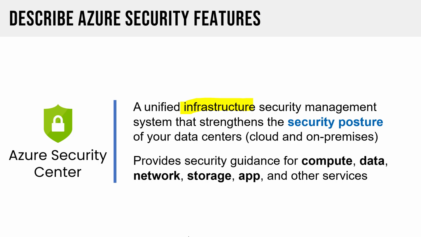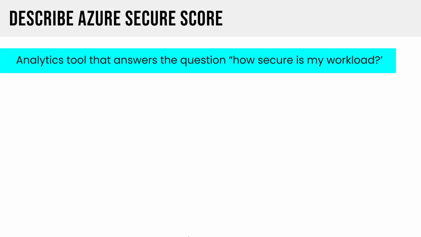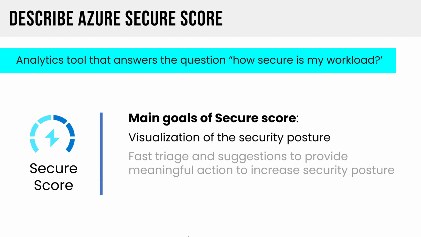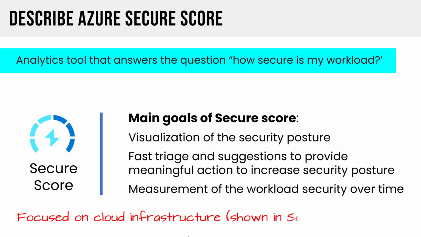Unified Infrastructure Security Management. So let's talk about Azure Secure Score, which is an analytics tool that answers the question, how secure is my workload? So the main goals of Secure Score are visualization of your security posture, so giving you some sort of red, yellow, green visualization of your current state. Fast triage and suggestions that give you meaningful ways to take action to improve your posture, and then measurement of that workload security over time. It's really focused on cloud infrastructure, what we see in Azure Security Center.